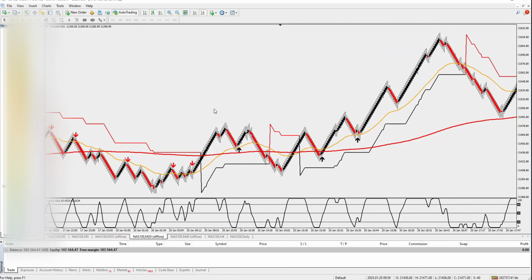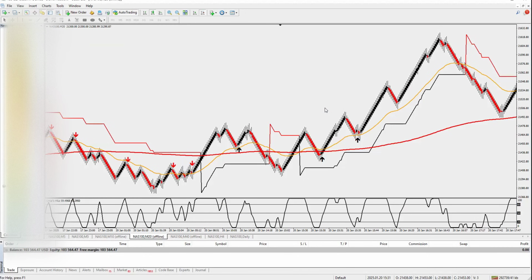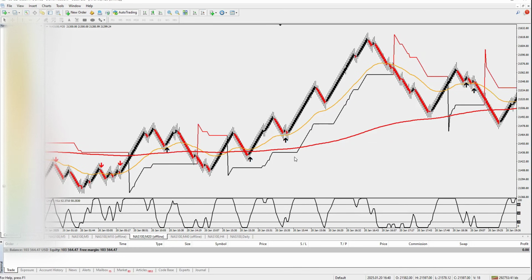This is very similar to the other system. It's just that instead of all those lines, we have just this one line here, and these two other lines. For a long setup, the rules are: price needs to be above this black line. You can change the color. Price has to be above it. That's the first rule. This indicates price is bullish, and that the 40 minute is printing bullish candles.